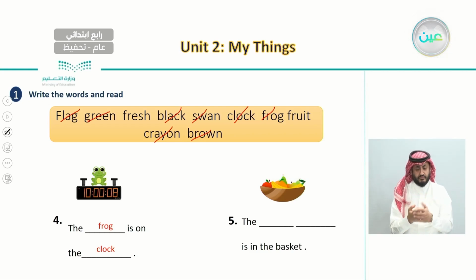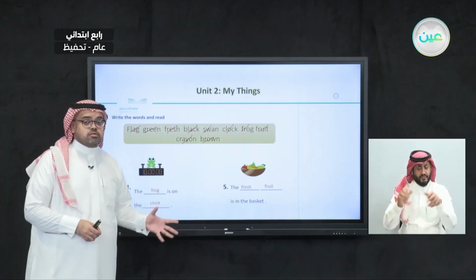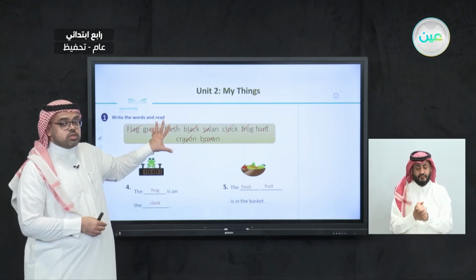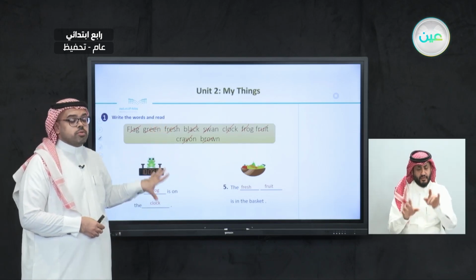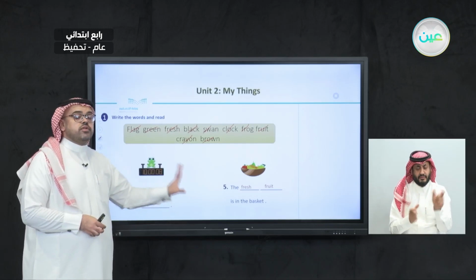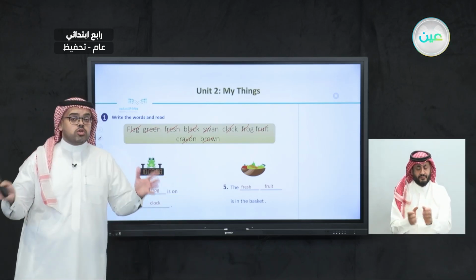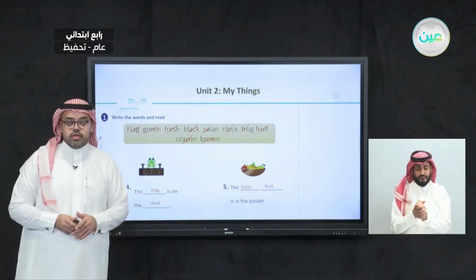The first one is, here we have a fruit in a basket. Fruit in a basket. So we can say the fresh fruit is in the basket. Very good. So this is how we answered this exercise, by reading the words here and using what is appropriate or what is suitable to finish and fill in these words so we can form one sentence.